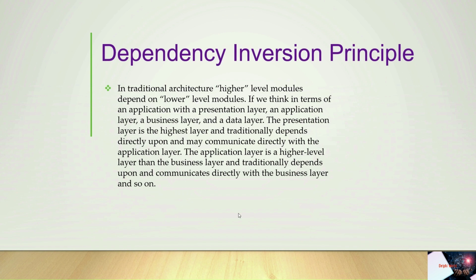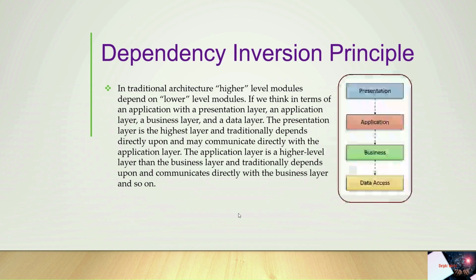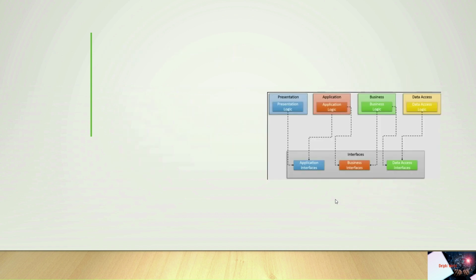If you think in terms of an application with a presentation layer, application layer, business layer, and data layer, we'll see through the diagram. Here the presentation layer depends on the application layer, the application layer depends on the business layer, and business depends on the data access. Presentation is the high level module and depends on the application layer. Again, the application is the high level module for the business. So this dependency is there.